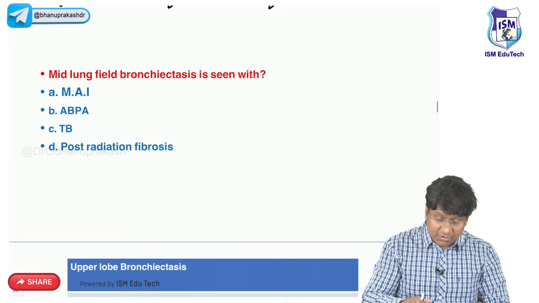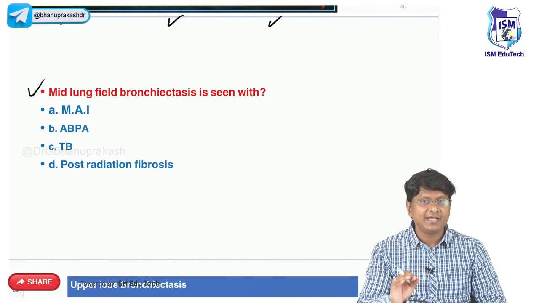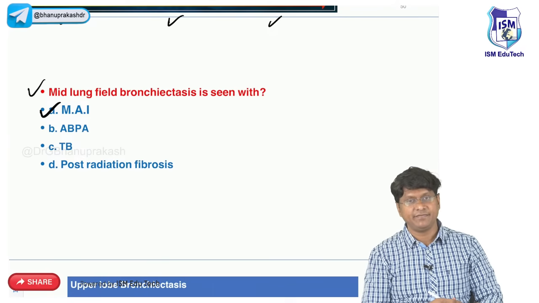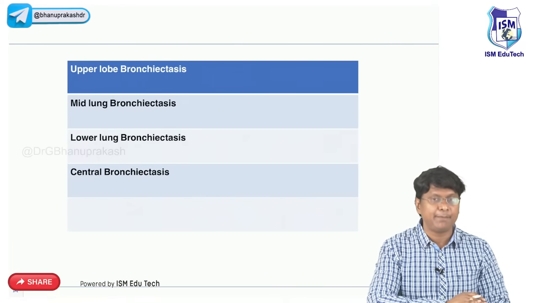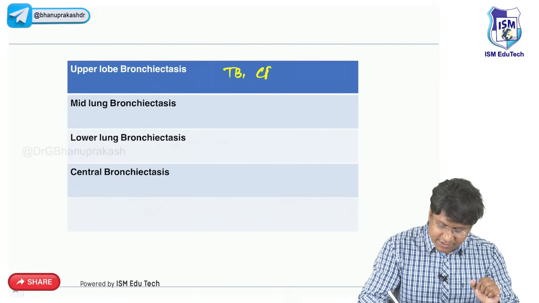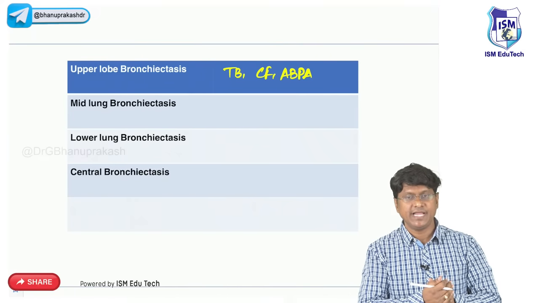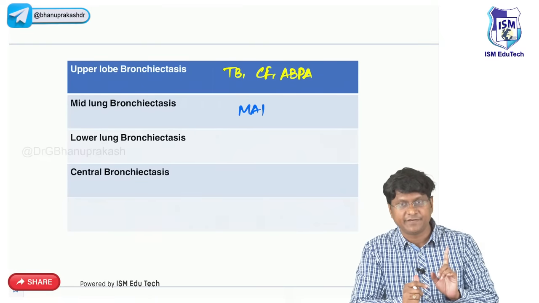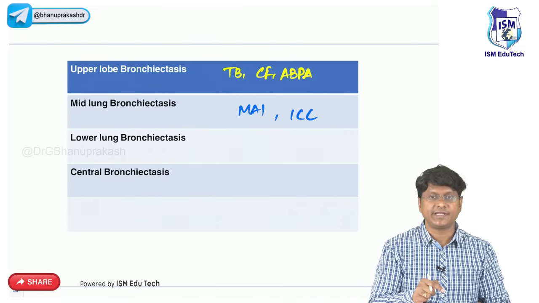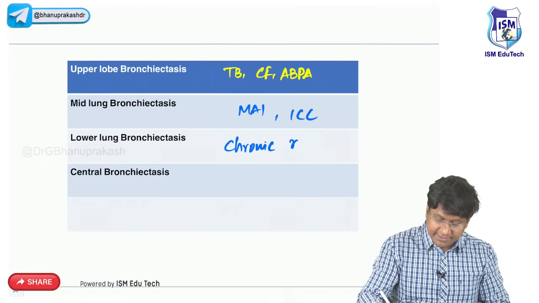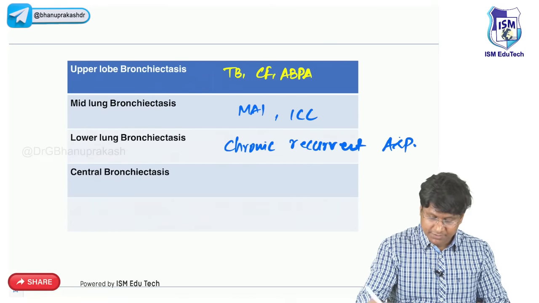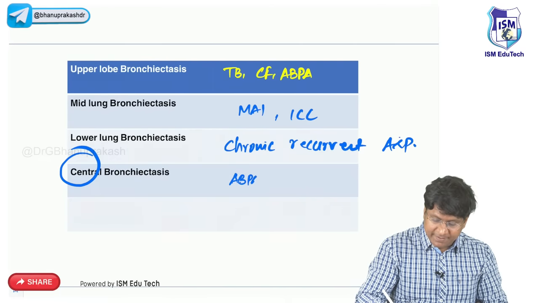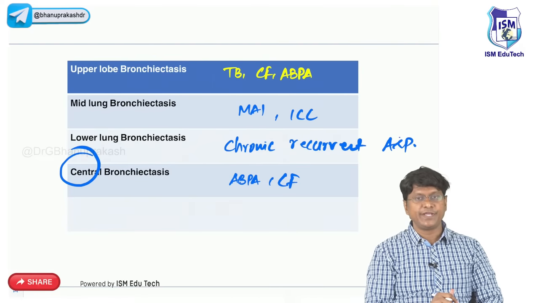Now you should know the condition where you will have mid-lung field bronchiectasis. Mid-lung field bronchiectasis is seen in Mycobacterium avium infection, ABPA, tuberculosis, post-radiation fibrosis. So the answer is Mycobacterium avium infection. Now let me tell you the conditions where you will have upper lobe bronchiectasis: tuberculosis, cystic fibrosis, allergic bronchopulmonary aspergillosis, and even post-radiation fibrosis. Then mid-lung bronchiectasis is seen in Mycobacterium avium infections and even the immotile cilia syndrome. Lower lung bronchiectasis you come across in chronic recurrent aspiration. Central bronchiectasis you come across in allergic bronchopulmonary aspergillosis and cystic fibrosis.